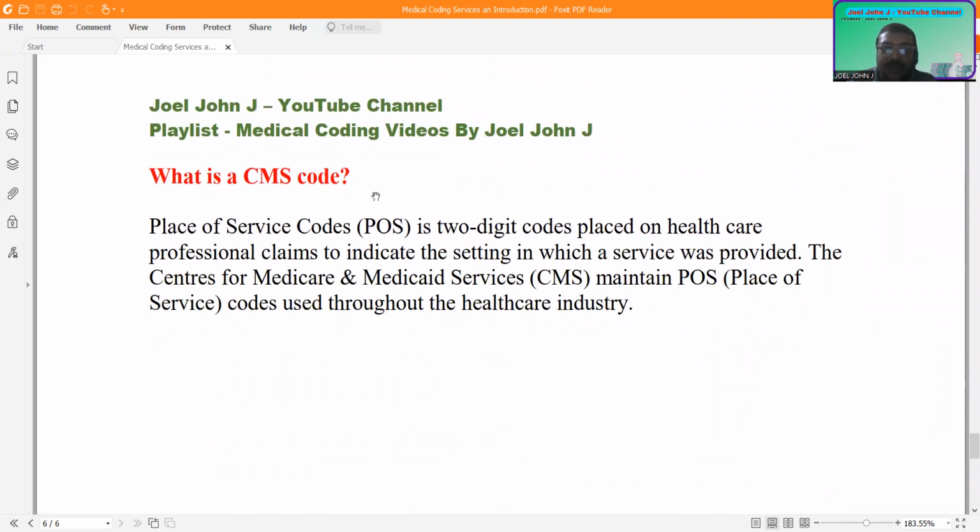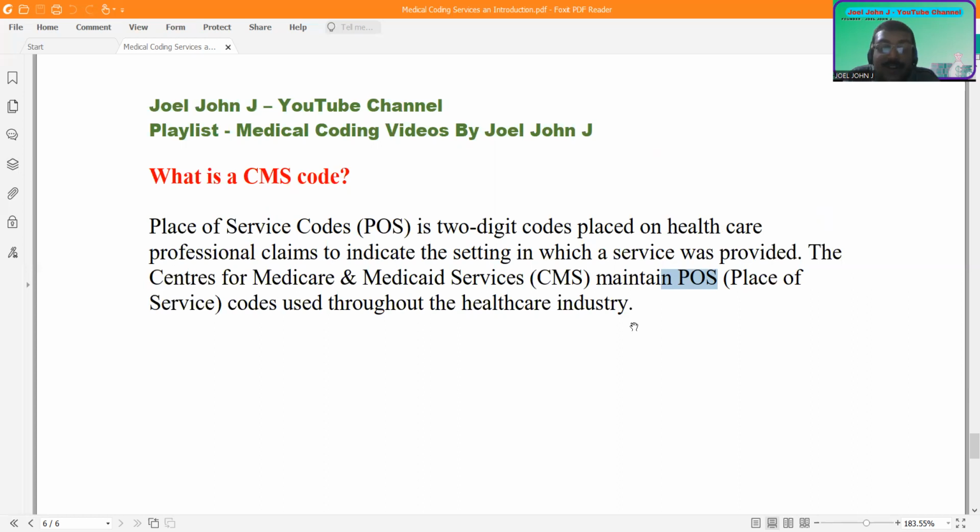There is also a code called CMS. What is that? Place of service code, POS. This is a 2-digit code placed on the healthcare professional claim to indicate the setting in which the services were provided. The Centers for Medicare and Medicaid Services, CMS, maintains the POS codes. Throughout the healthcare industry, to know where the service is taking place, CMS has given a code called POS, which stands for place of service in US medical billing.